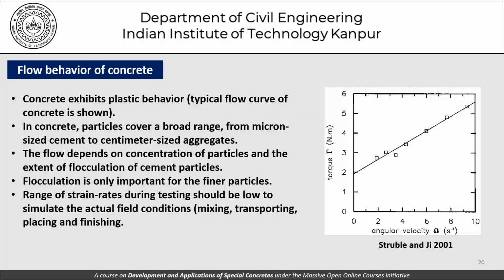As far as concrete is concerned, now we are moving from cement paste to concrete. This graph here shows the torque and the angular velocity, which are basically the same parameters as the good old stress and the shear strain rate. So concrete exhibits plastic behavior. Typical flow curve is shown here. So here again we have the same idea that there is a tau naught and this behavior is more or less linear.